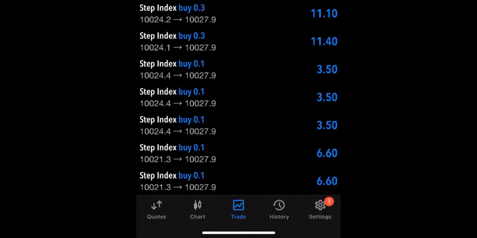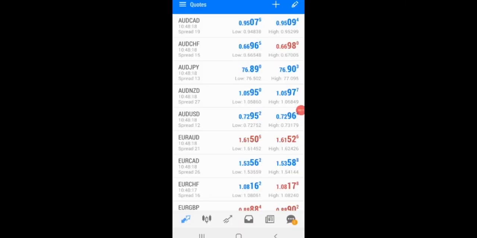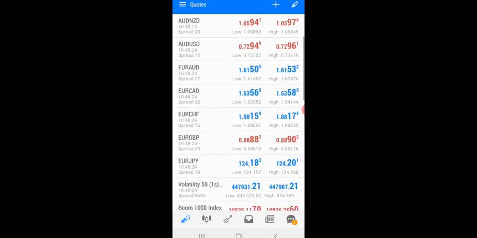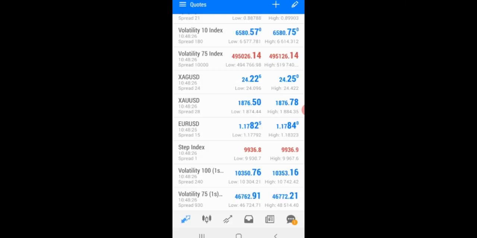The strategy is very simple. It's easy to understand, but it's just for you to use it well. Use it well, obey the rules and the instructions. You will make money from step index. So this is how it works. Let's open step index.